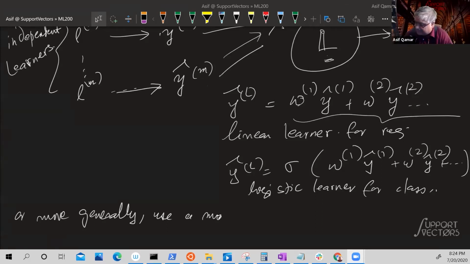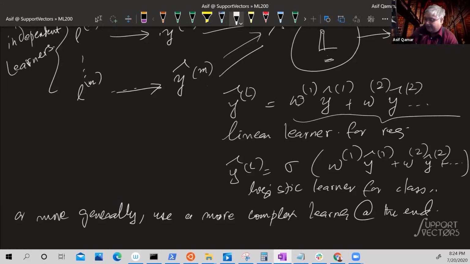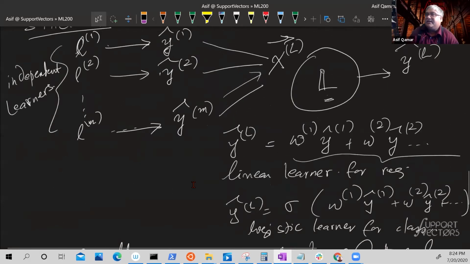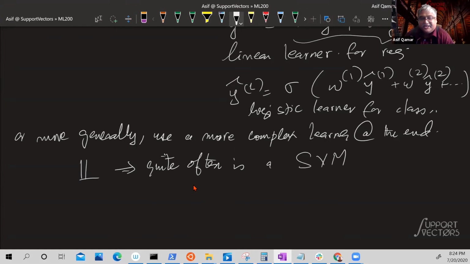Yes. Okay. More generally, we could use a more complex learner at the end. It need not be linear. So what people do these days is, for example, this L quite often is a support vector machine, or a deep neural network, a dense feed-forward network, something that we will learn about in the boot camp.